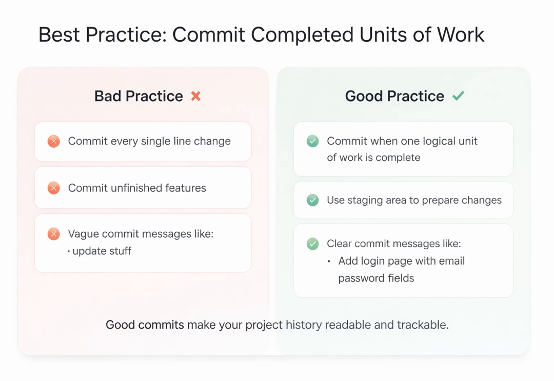And always write a clear, descriptive commit message. Instead of "update stuff," write something like "add login page with email and password fields." Good commit messages make your project history readable, trackable, and much easier to debug later, especially when you're working in a team and others need to understand what you did.